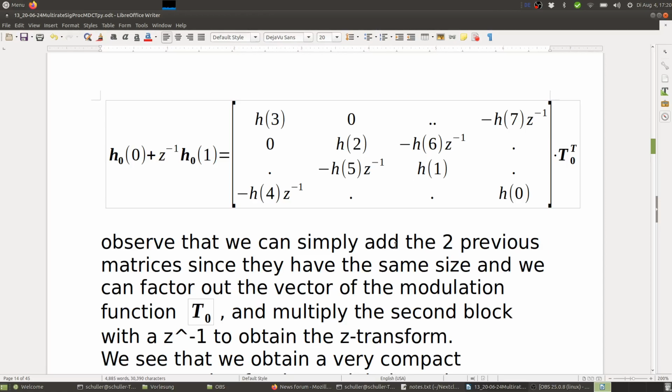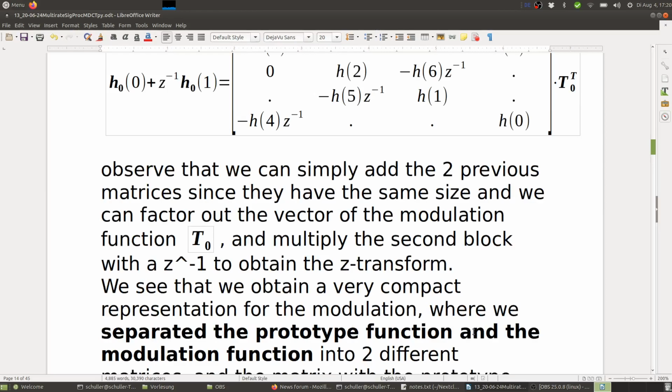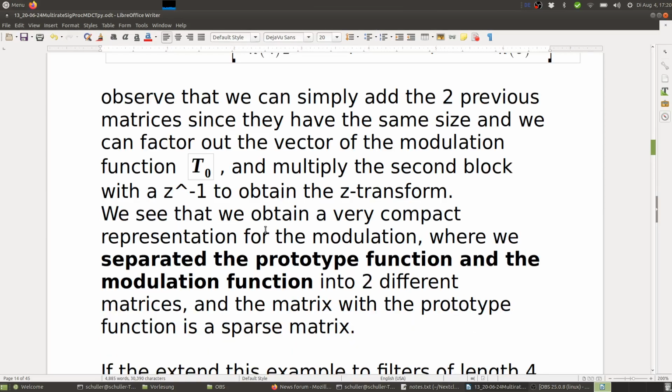So observe that we can simply add the two previous matrices since they have the same size, and we can factor out the vector of the modulation function T0. They have both this factor here. And we multiply the second block with z to the -1 to obtain the z transform. So we see that we obtain a very compact representation for the modulation function, where we separated the prototype function and the modulation function into two different matrices, and the matrix with the prototype function is a sparse matrix. So sparse because we only have 2n entries in this n by n matrix.